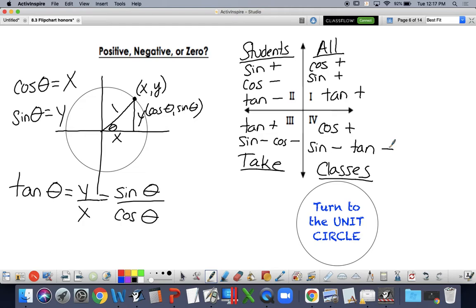Give me a quadrant where tangent is negative. Tangent is negative. We've got 2 or 4. I would accept either answer, correct? The only quadrant where cosine and tangent are negative. Cosine and tangent are negative. That's right, quadrant 2. And our last one, our only quadrant where cosine is positive and tangent is negative. Cosine positive, tangent negative. All right, I think we got it down. Good job there.